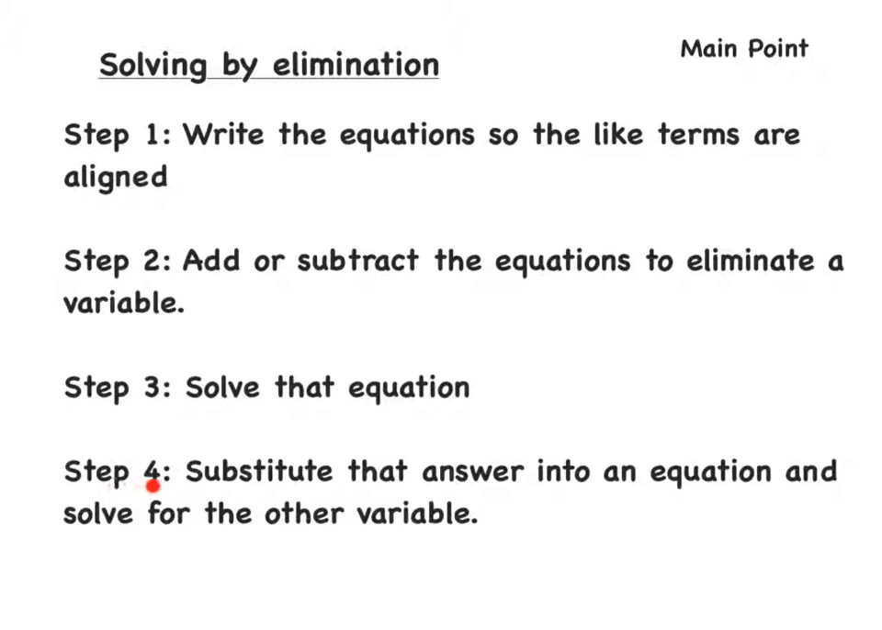Step 4, once you have the answer to one of the variables, you then substitute that answer into one of the 2 equations that we previously started off with, and then you solve for the other variable. You're then going to have the 2 variables, and those are going to be your answers.